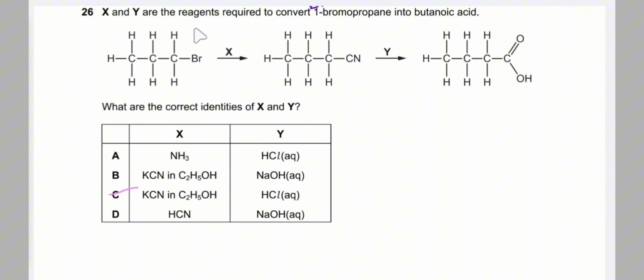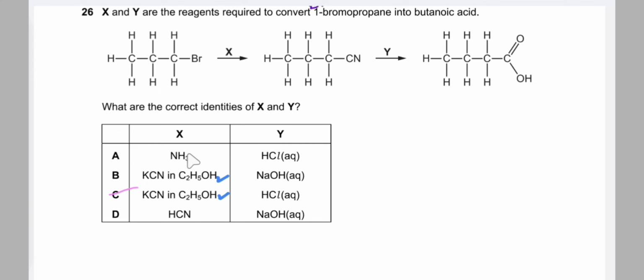Question number 26. X and Y are the reagents required to convert 1 mole propane into butanoic acid. So 1 mole propane is converted to butanoic acid. What are the correct identities of X and Y? So what is X and Y? So here we can see that Br is replaced by CN. So this is a nucleophilic substitution reaction. So this is KCN in ethanol.